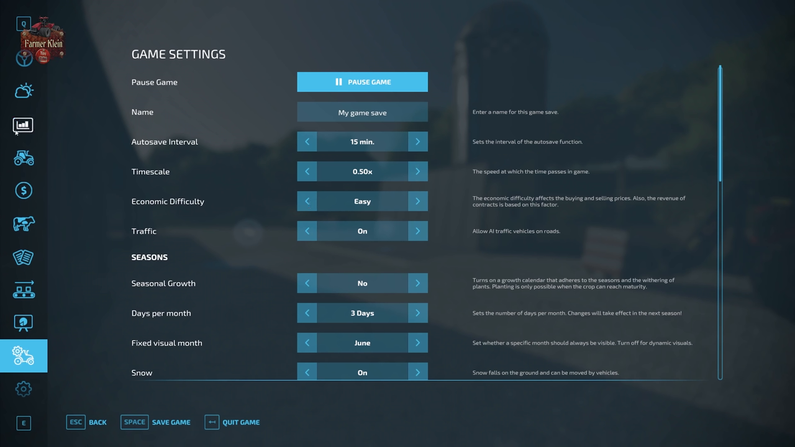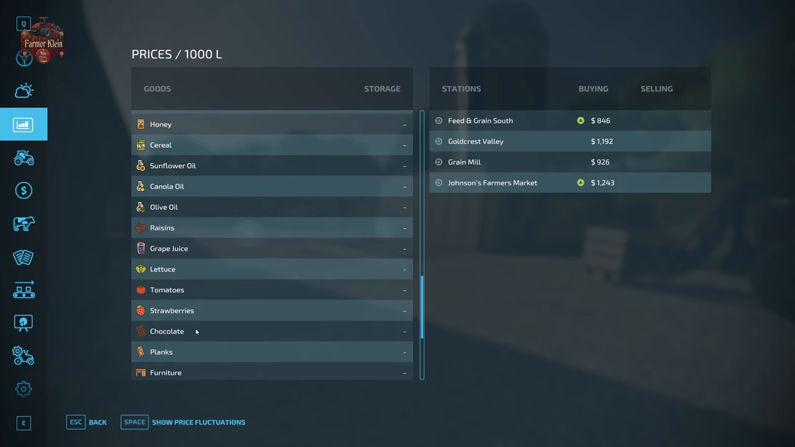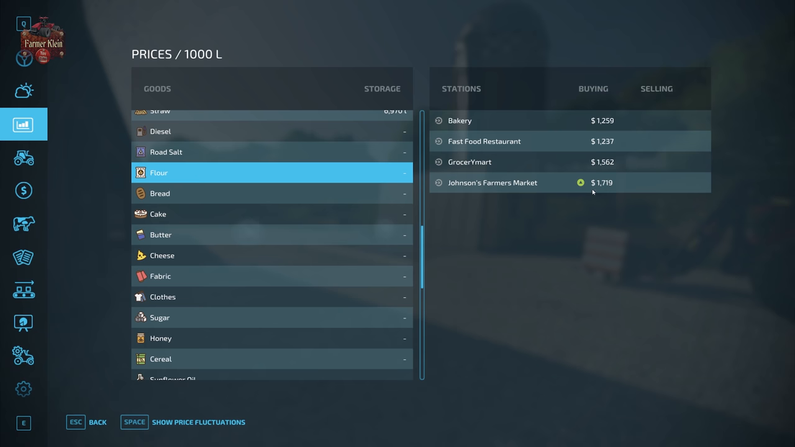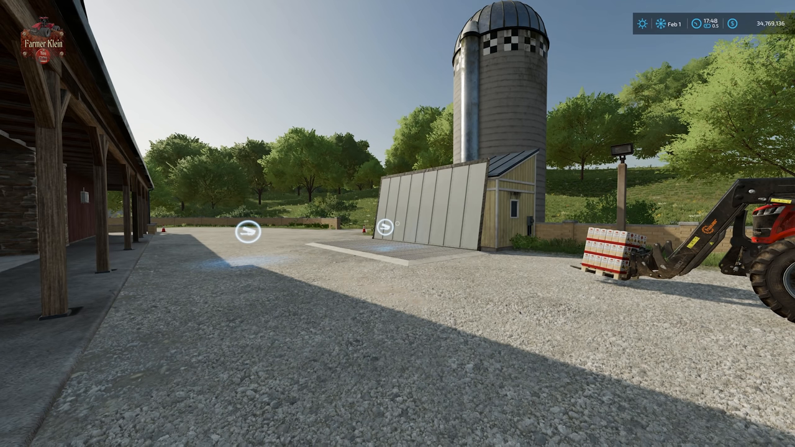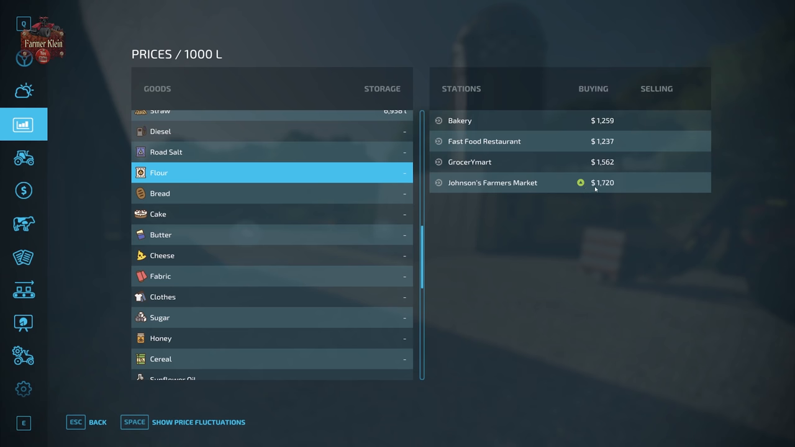So if we look at our prices for flour, we're going to sit at $1,719 at the Johnson's Farmer's Market for flour. Let's fast forward until 6 p.m. Okay, it's 6 p.m. We are sitting at $1,720 at the top of the hour.